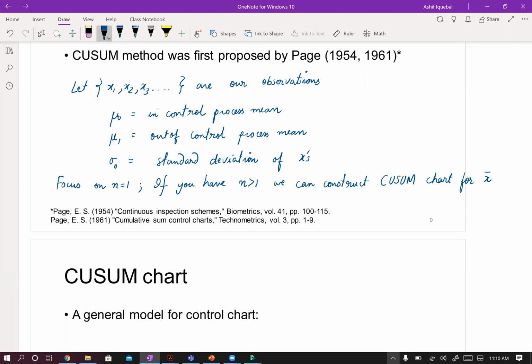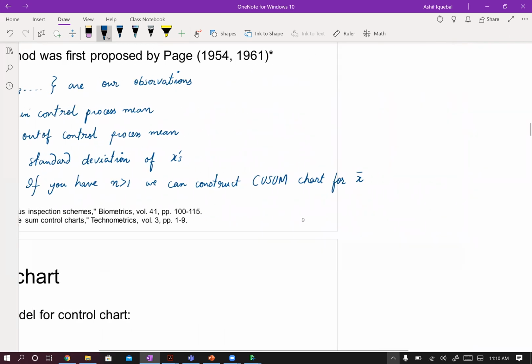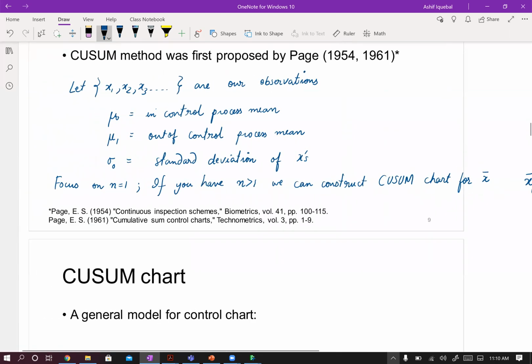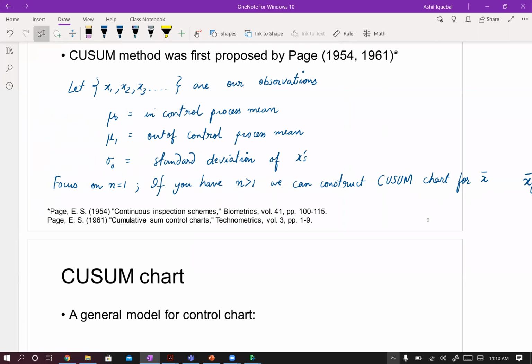You all remember how to calculate x bar, right? X bar i is equal to the summation of x ij, j equals 1 to n, times 1 by n. This was x i bar, right? So we can calculate x i bar, and in a very similar way, we will construct our control chart. But just to keep it simple, we will focus on n equals 1.